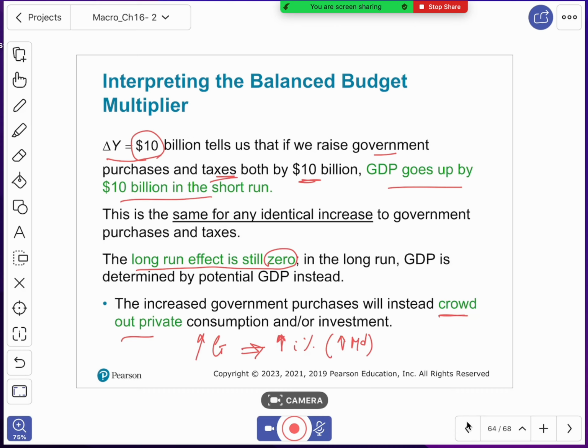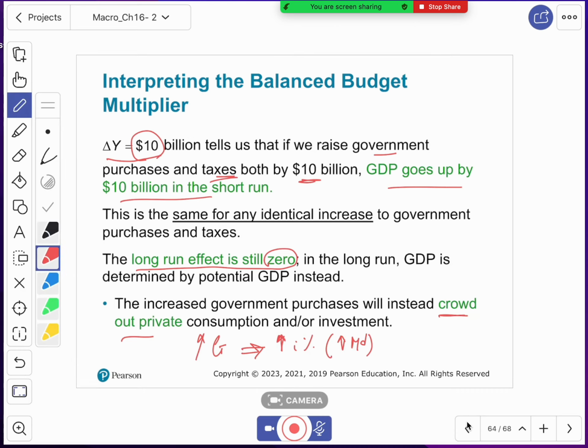As interest rate increases, then we would have a fall in investment. So we say always that this increase would crowd out the investment spending, whether this is by households or firms.